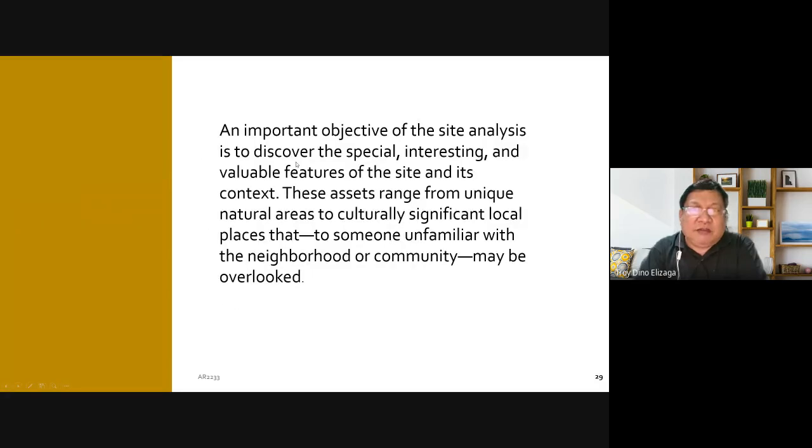An important objective of the site analysis is to discover the special, interesting, and valuable features of the site and its context. These assets range from unique natural areas to culturally significant local places that, to someone unfamiliar with the neighborhood or community, may be overlooked. So it's important that you become familiar with your own project site, down to the local level, the same familiarity as they have. So you become one of them, not an outsider.